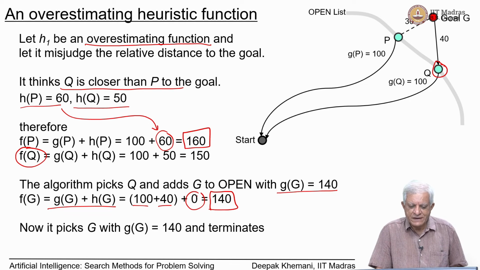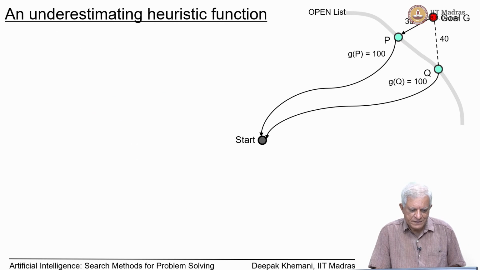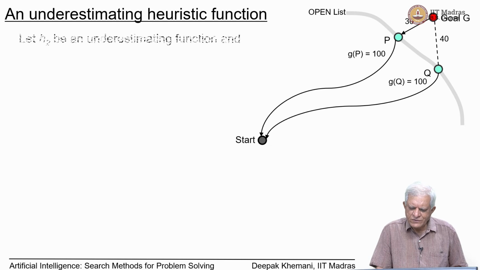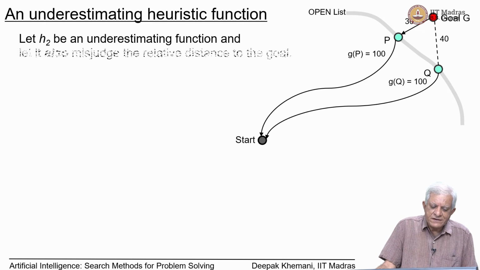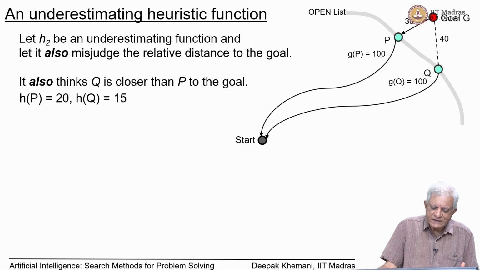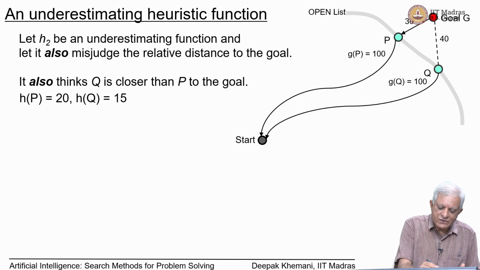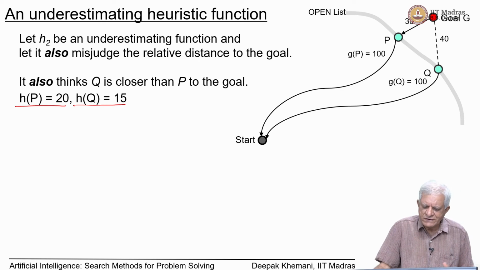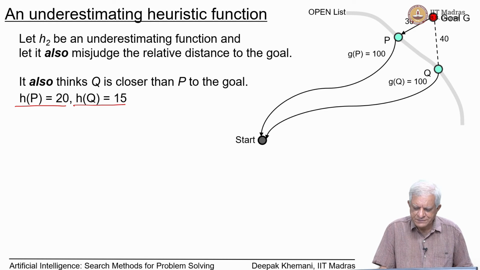Let us see what happens with an underestimating function. So, let us choose the underestimating function h2 and let it also misjudge the relative distance to the goal, which means that it also thinks that q is closer to the goal than p is. And how does it do that? Because it has an estimate of h of q equal to 15 and h of p equal to 20. So, it thinks q is closer to the goal and therefore, it will also pick the node q for expansion.